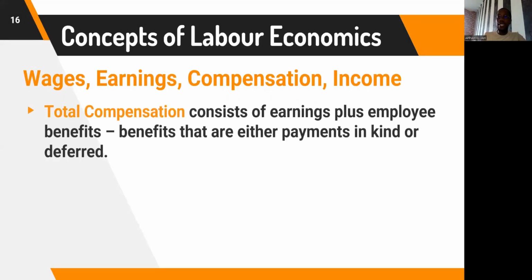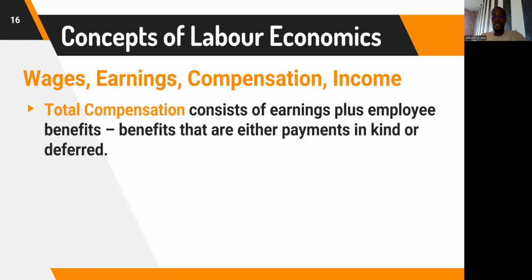And then compensation. When we talk about total compensation, we are looking at the earnings. Remember, the earnings is the wages times the unit of time worked. So when we say earnings, it means wages times the unit of time worked, plus employee benefits. The benefits you get for being an employee in a particular company or institution all come under what we call total compensation, the benefits that are either payment in kind or deferred.